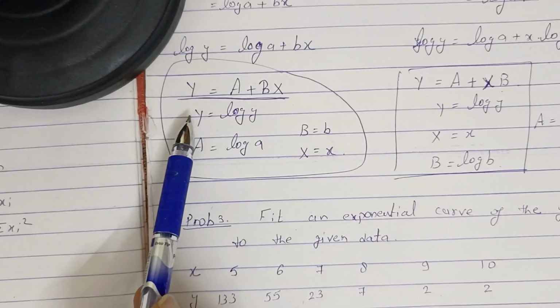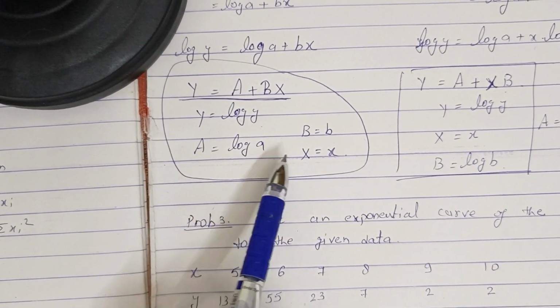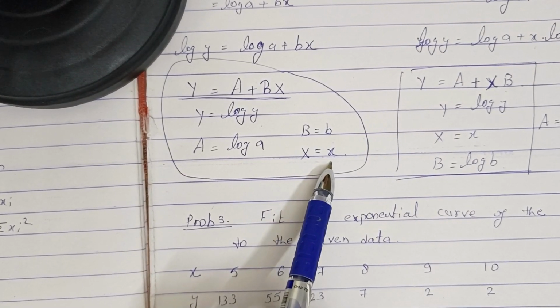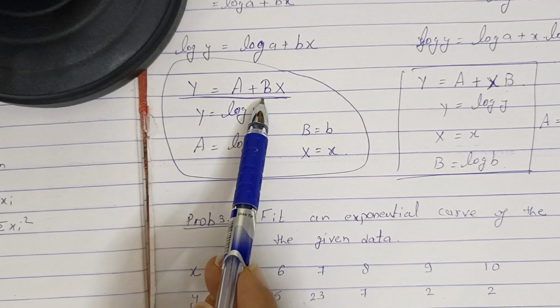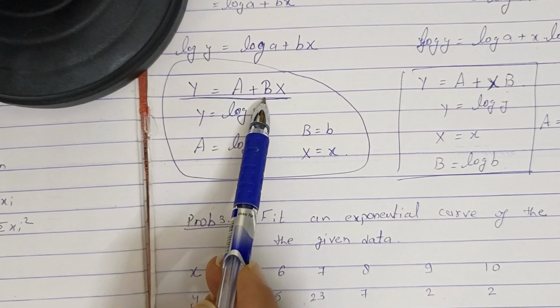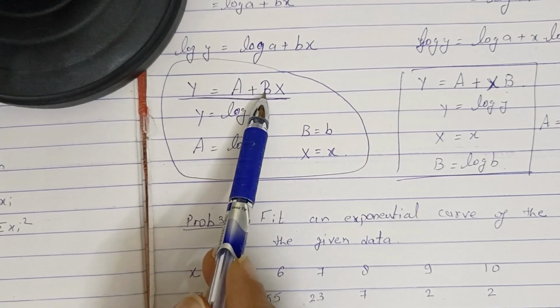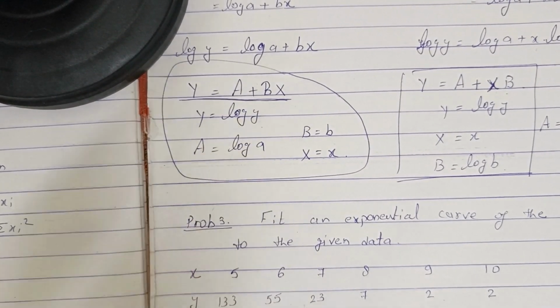Remember, here capital Y is nothing but log y, capital A is log a, capital B is nothing but b, and capital X is nothing but small x. But here this is nothing but your straight line. So you have to somehow use the normal equation for a straight line, because you need to compute capital A and capital B. Correct? So what is the normal equation for a straight line?